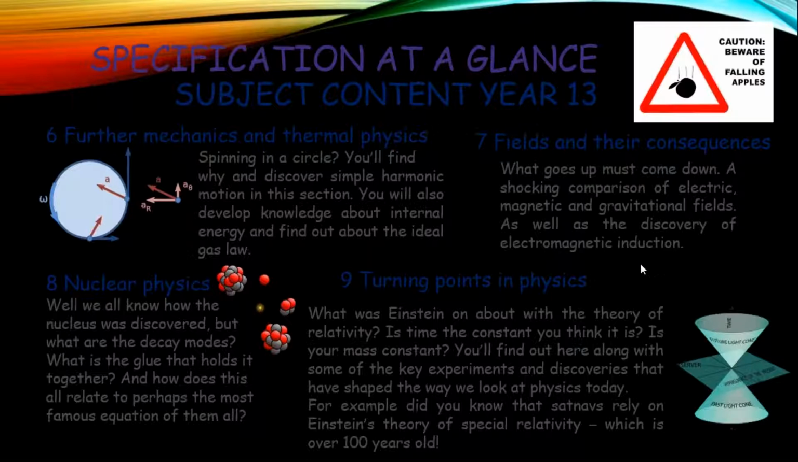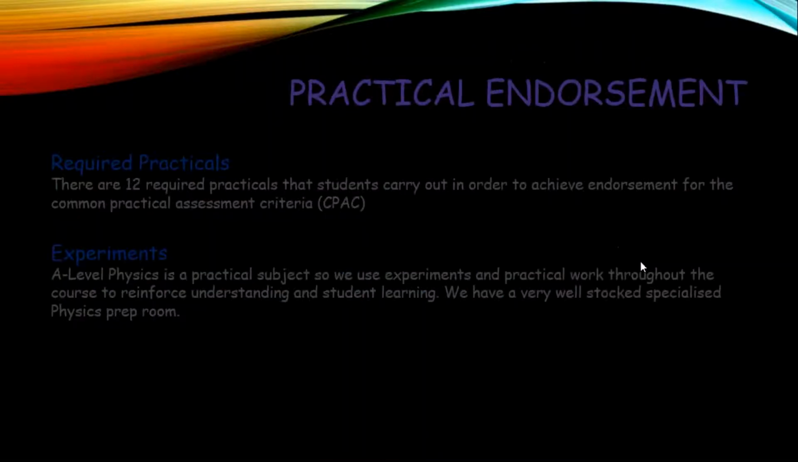Sections 5 and 10 are embedded throughout the course, and they relate to practical skills, which we'll talk about in a bit more detail now. There are 12 required practicals that students carry out in order to achieve endorsement for the common practical assessment criteria. And we've been very fortunate at KEVI in that no one has ever not received endorsement for that section of the course. Universities really like students to achieve this.